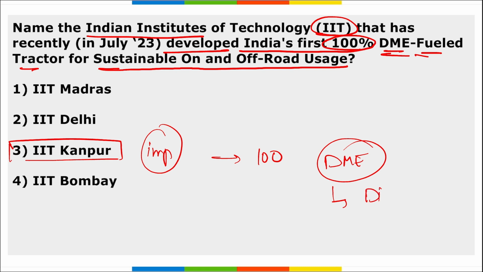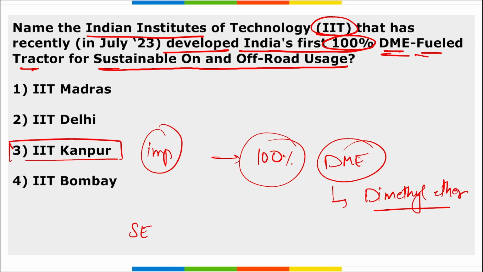Correct? Dimethyl ether. So remember, IIT Kanpur developed the first 100% dimethyl ether fueled tractor. Correct? This will help reduce pollution in the atmosphere. Also, this will be a good alternative for the diesel tractors that we are seeing in the market right now. And this research was supported by SERB, that is your Science and Engineering Research Board, along with Niti Aayog's Methanol Economy program.